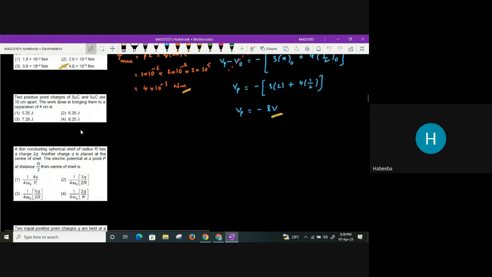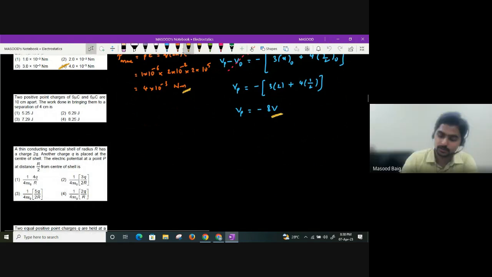Yes, sir. If you look at the next question, guys, what they are saying: two positive point charges of 9 microcoulomb and 6 microcoulomb are 10 centimeters apart. Work done in bringing them to a separation of 4 centimeters. So initially, if you take two charges, you have Q1 and Q2, let us say.